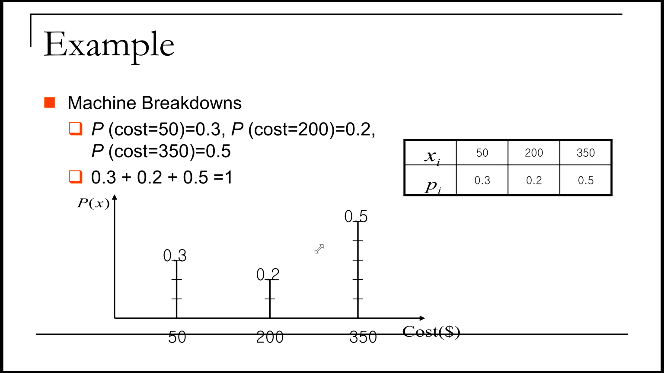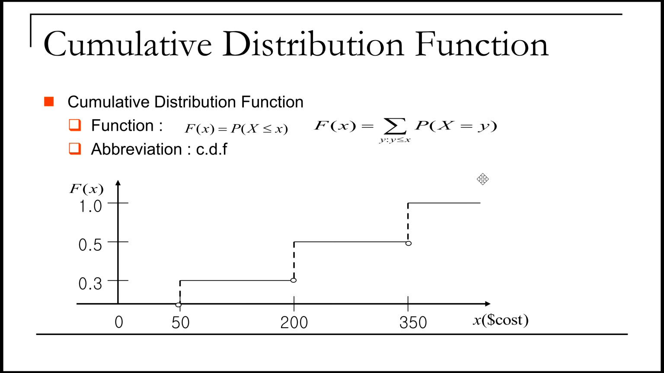And as an example, this is the machine breakdowns and the cost of a breakdown. There's a 30% chance the breakdown costs 50, a 20% chance it costs 200, 50% chance it costs 350. Again, these sum to 1. And then that's a graph of the probability mass function.